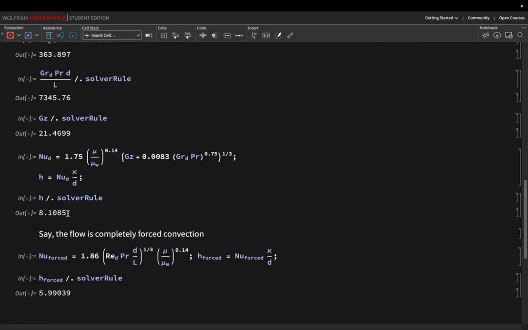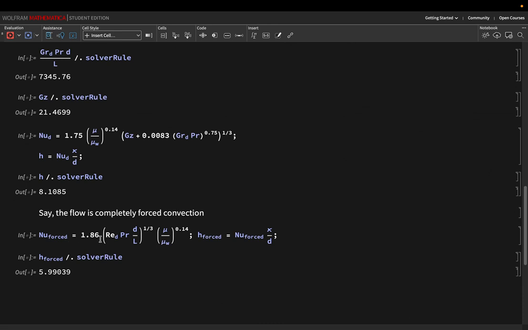Now from whatever we derived previously, if it was purely forced convection, the Nusselt number would be something of this sort: 1.86 times the Reynolds number in terms of length to the power 1 by 3, Prandtl to the power 1 by 3, and mu by mu W to the power 0.14. So this is for the case of purely forced convection. If it was purely forced, the heat transfer coefficient is close to 6. But because there is a temperature difference, there is some natural convection possible inside the cylinder. And because of that natural convection, the heat transfer coefficient is actually increased from 6 to around 8.